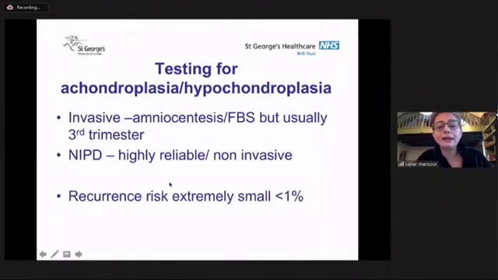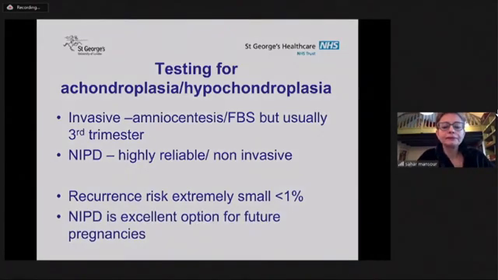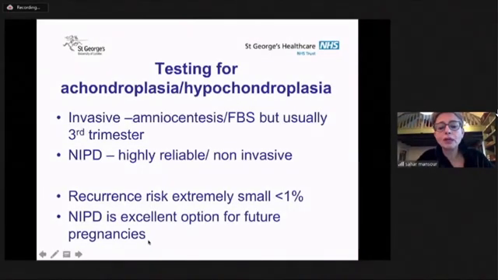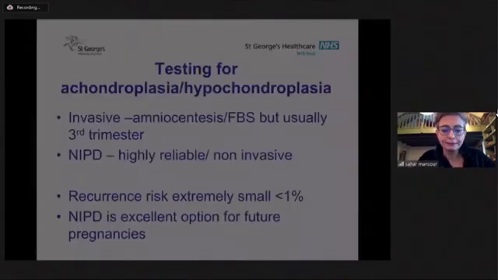And again, if the parents are not affected, the recurrence risk is extremely small, probably in the region of 1 in 1,000. And because the recurrence risk is really small, we also offer non-invasive prenatal diagnosis for future pregnancies because, again, it gives them enough reassurance that the new baby is not affected.